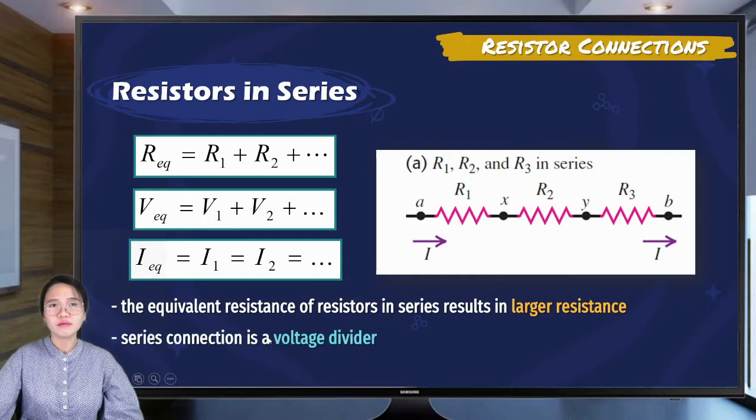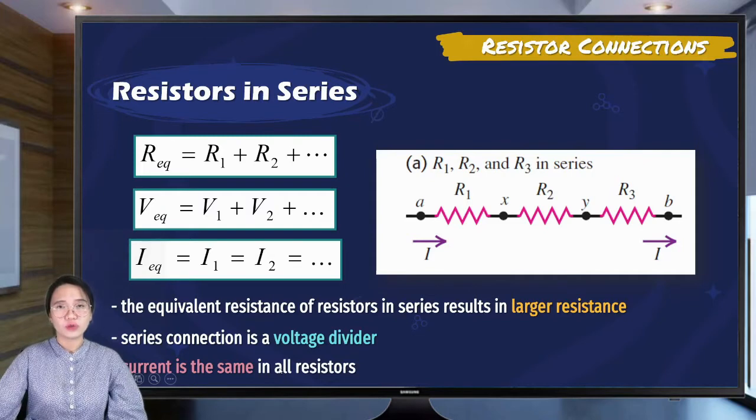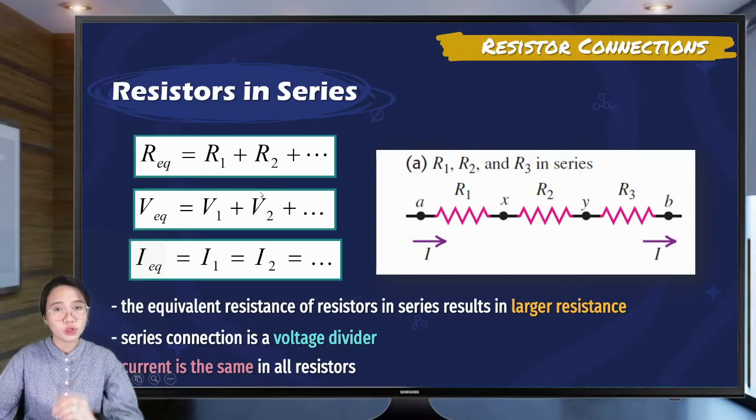And then, series connection is a voltage divider. Same as what I said earlier, your voltage from the source will be divided to each of your resistors, while the current is the same in all resistors. So remember these important points for series connection to evaluate your answer if you are answering some problems. Okay, if you have calculated an Req in series which is smaller than one of your resistors, then your answer will surely be wrong.